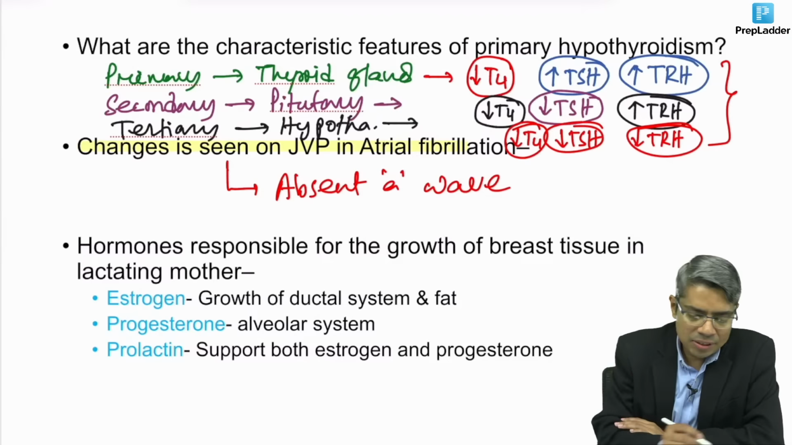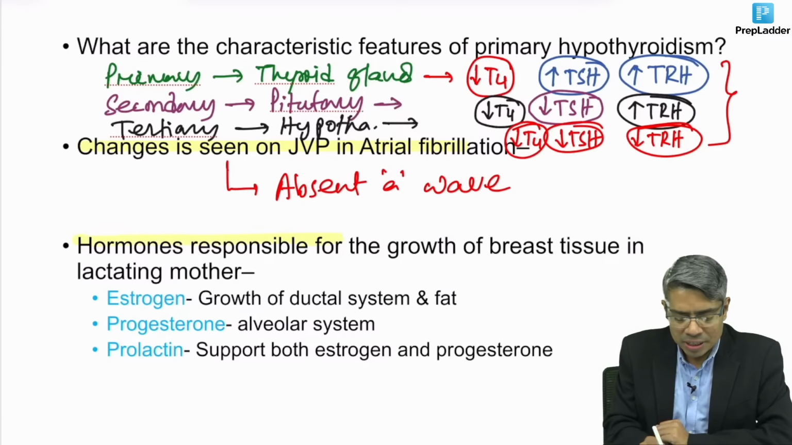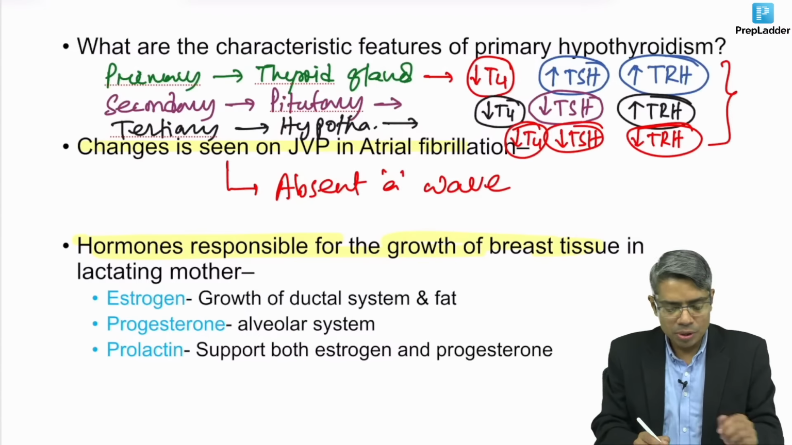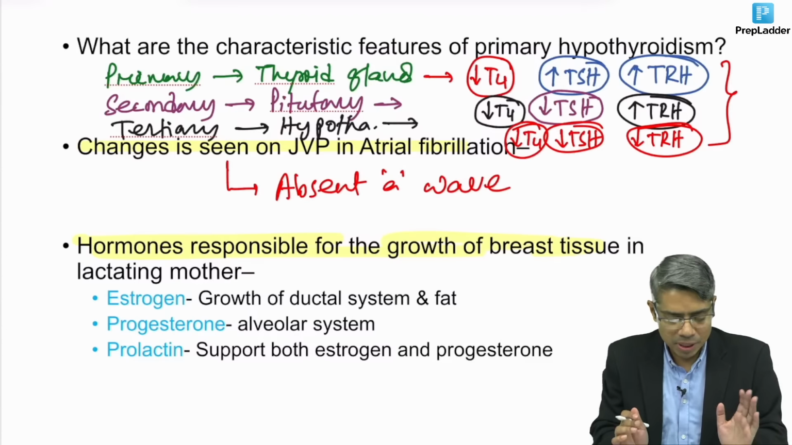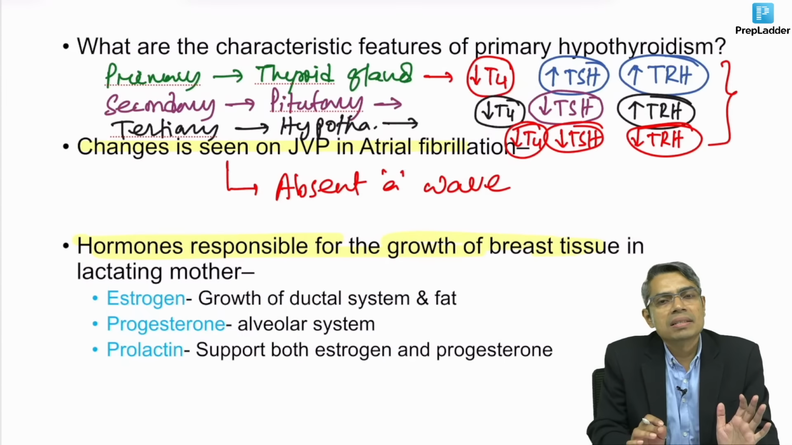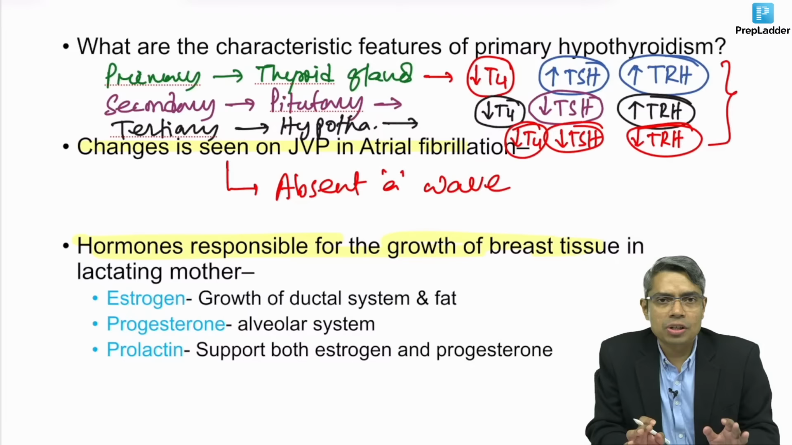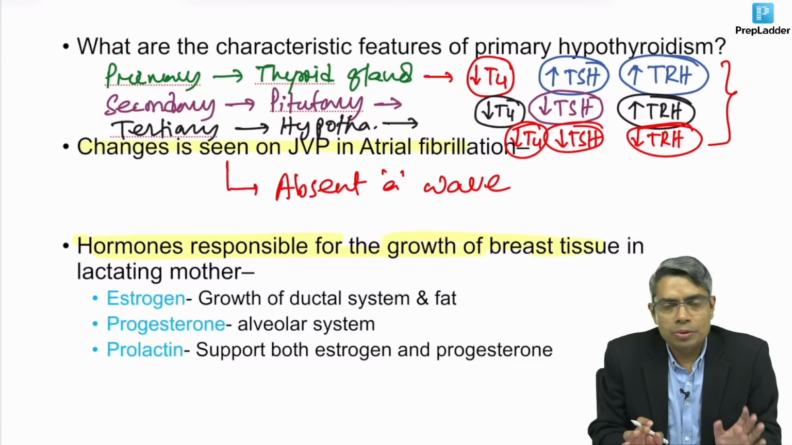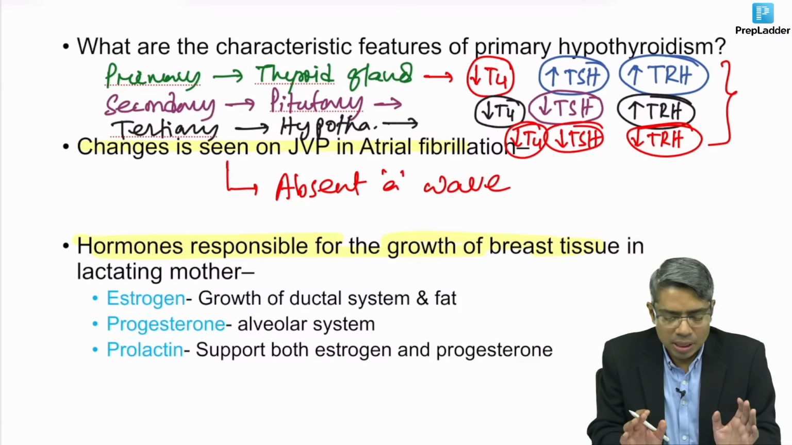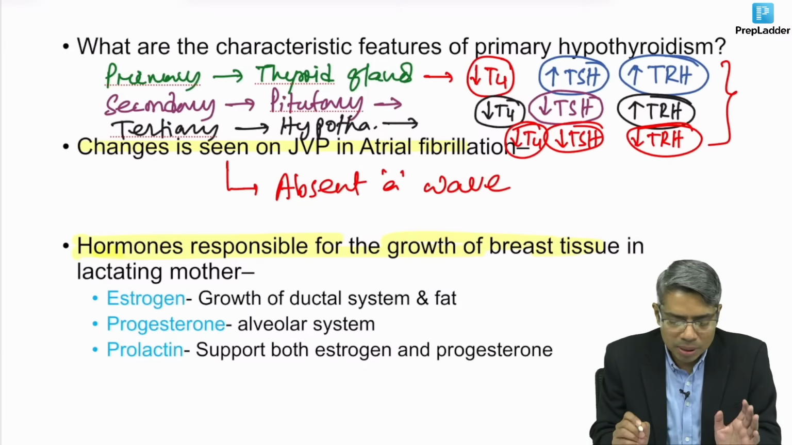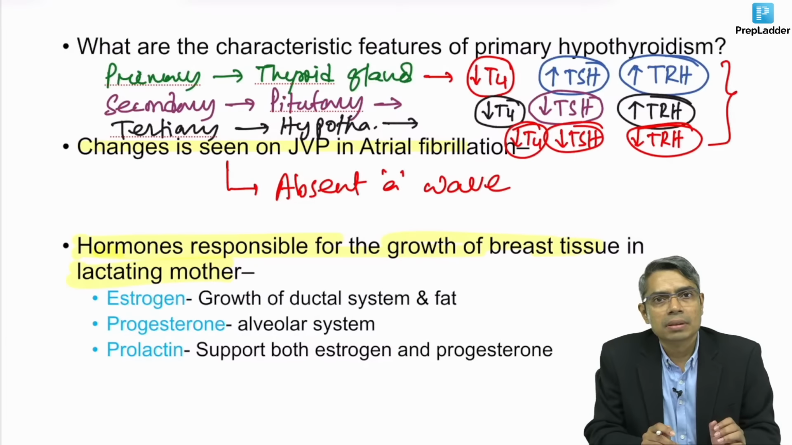Okay. Next question. Hormone responsible for the growth of the breast tissue in lactating mother. What is the answer? So, the best answer is prolactin. But apart from prolactin, estrogen and progesterone also have a role. So, if you have to choose only one option, for the hormone responsible for the growth of the breast tissue in lactating mother, prolactin is the main hormone.